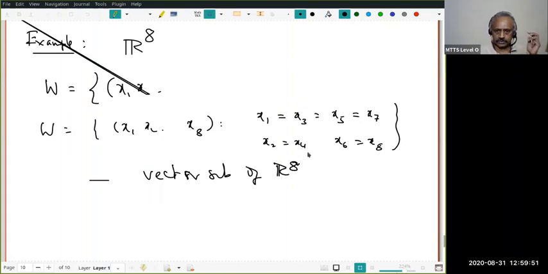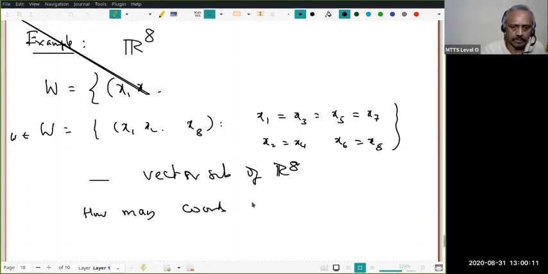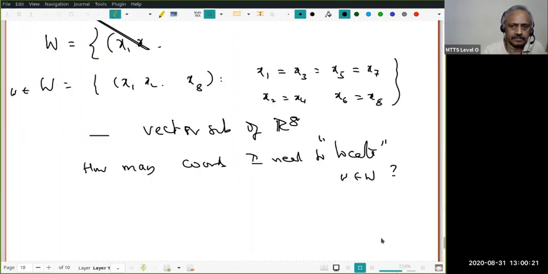Right? x1, x2, x3, x4, x5, x6, x7, x8. All coordinates are accounted for. Now, just to have a look at how many coordinates I need to express, if you give me a vector W in W, how many coordinates do I need to locate a vector W in W? I'm sure all of you will know the answer.